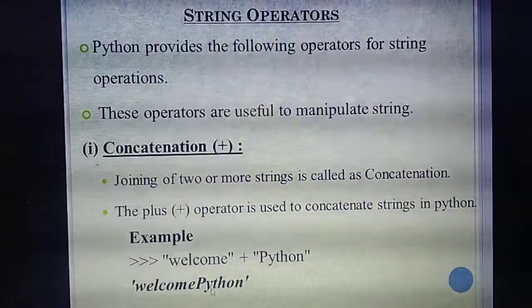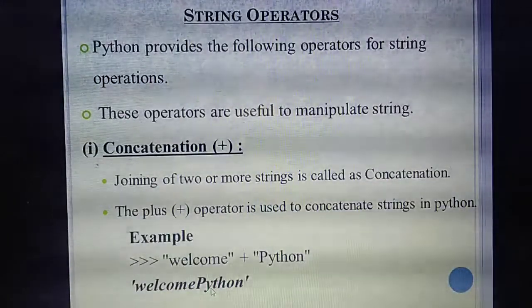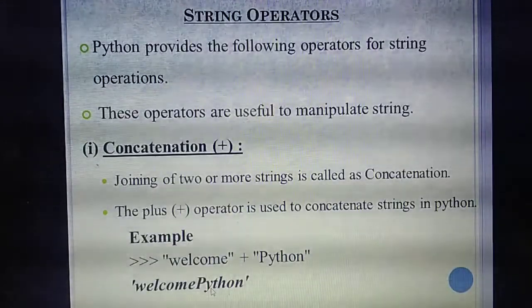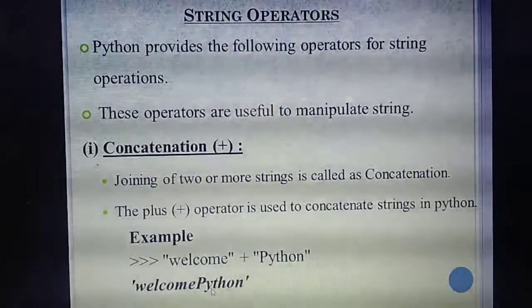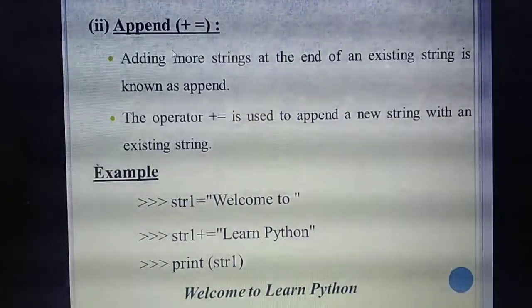For example, otherwise in a one line is there. So in between the line you need to join two words, so you are able to join the words by using the concatenation operator plus. That process we are calling concatenation. Understand? So the next operator is append.